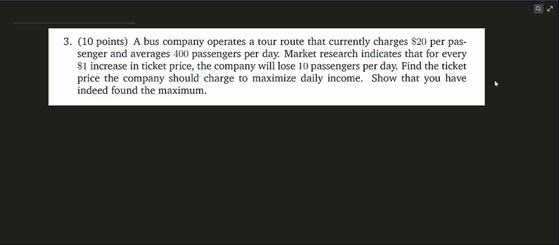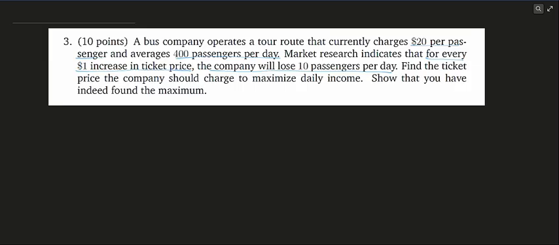So the baseline of this problem, pre-modifications, pre-tweaking and optimization, is $20 per passenger. That's the price of a ticket for a single passenger, at 400 passengers per day. The problem's dynamic is that for each dollar you raise your ticket price by, you will lose 10 passengers per day. Okay, find the ticket price the company should charge to maximize daily income.